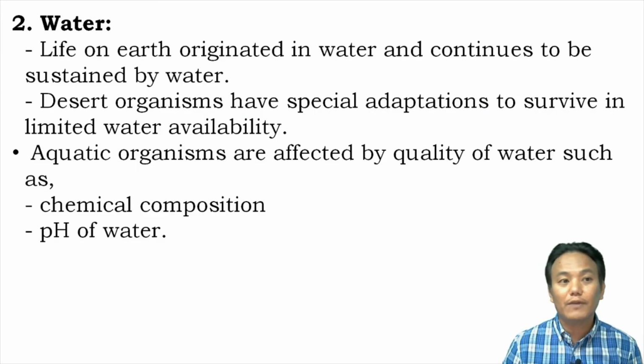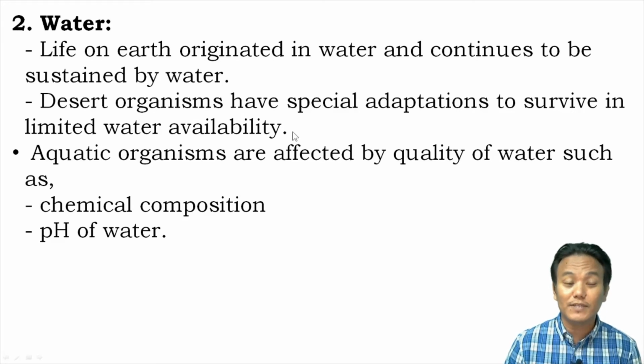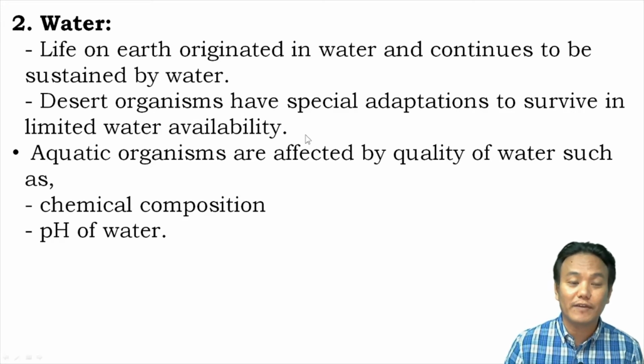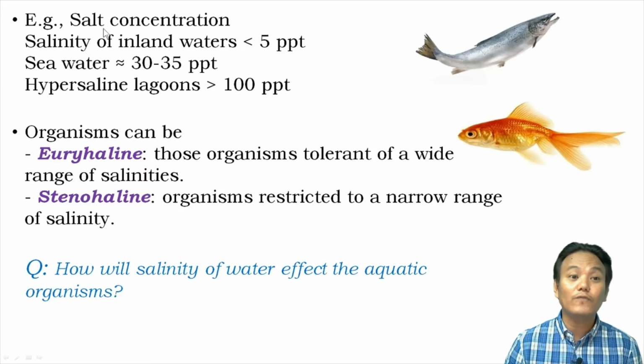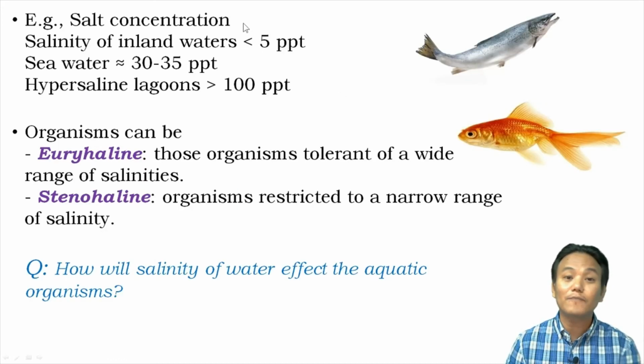Another important abiotic factor is water. Life is not possible on the earth without water. Life on earth originated in water and it continues to be sustained by water. Desert organisms which can survive in limited water availability in the desert have special adaptations to survive in the desert environment. And aquatic organisms, those organisms which live inside the water, are affected by the quality of water, for example, the chemical composition and pH of water. We can take the example of salt concentration in the water and how it affects the organisms.